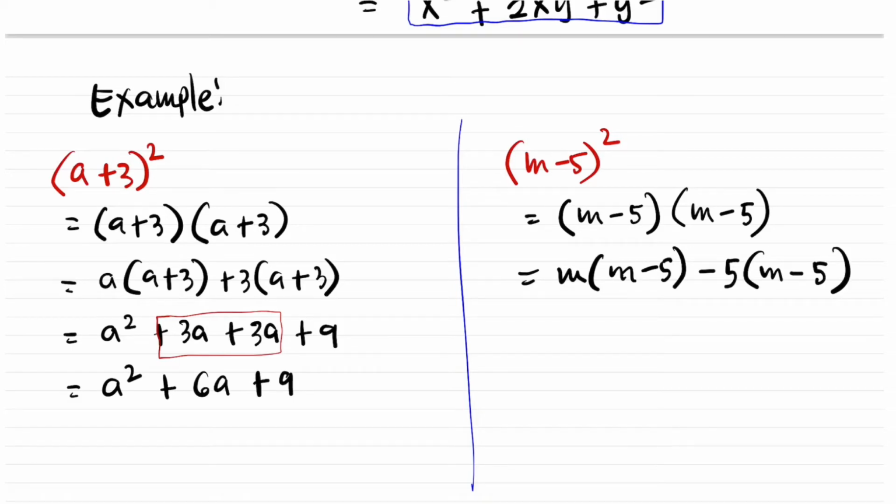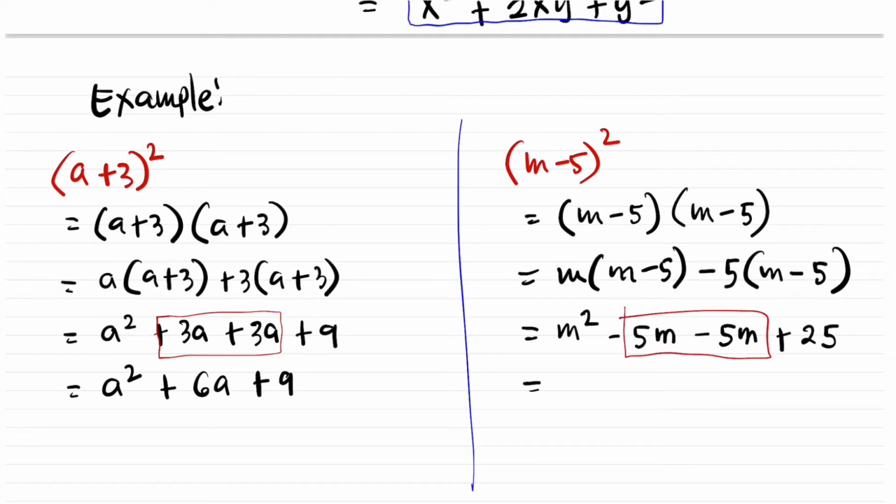Now, when we are going to expand it, we use simplifying grouping symbols. So we distribute it inside. So we have now m squared minus 5m, then minus 5m plus 25. Then we combine like terms. Since these are the same, we combine them. So our answer would be m squared minus 10m plus 25.